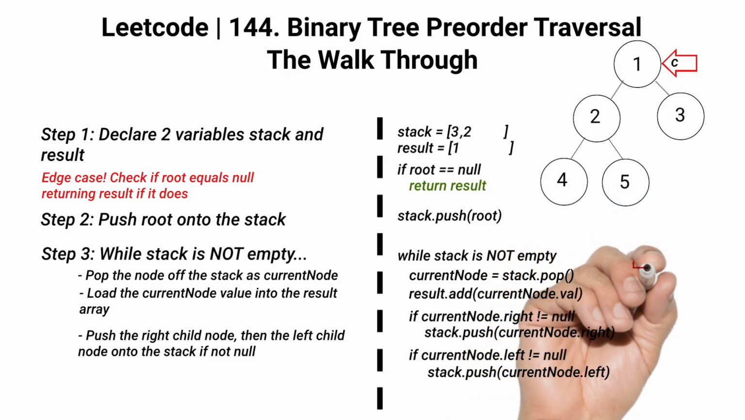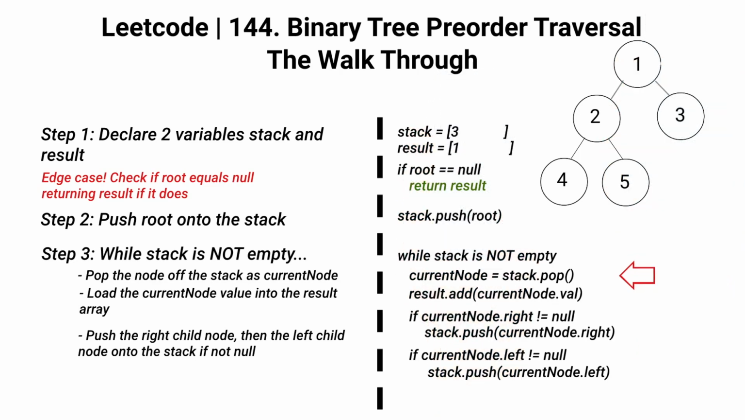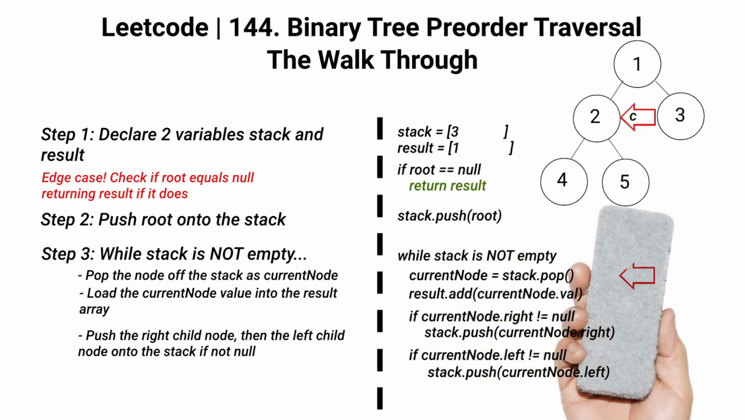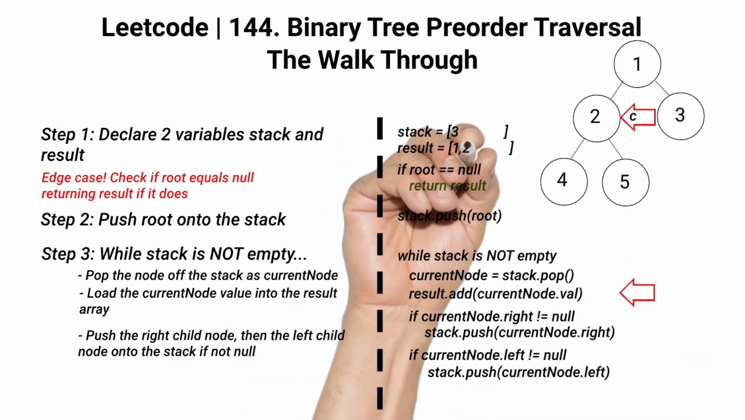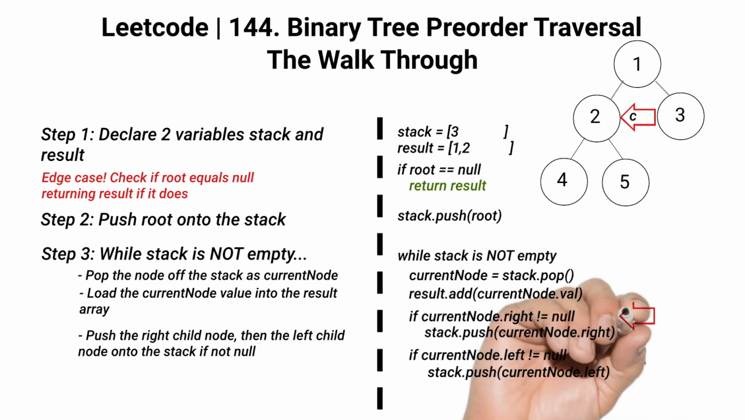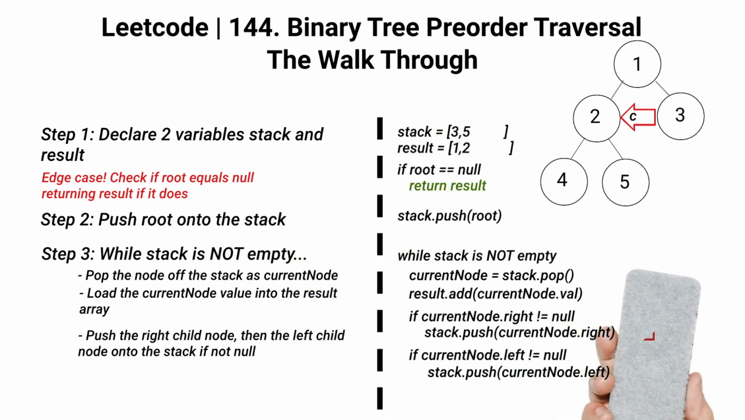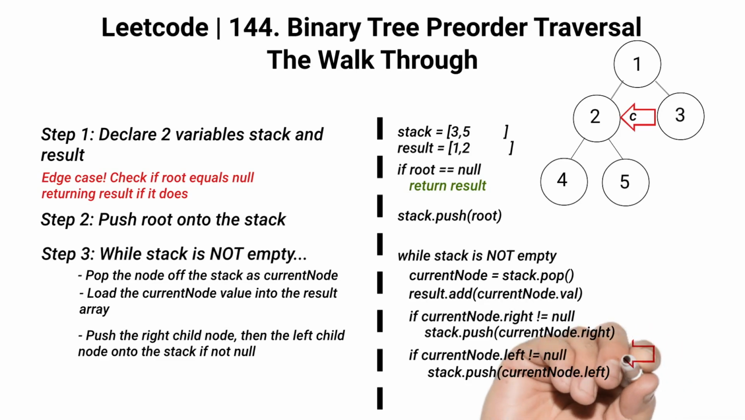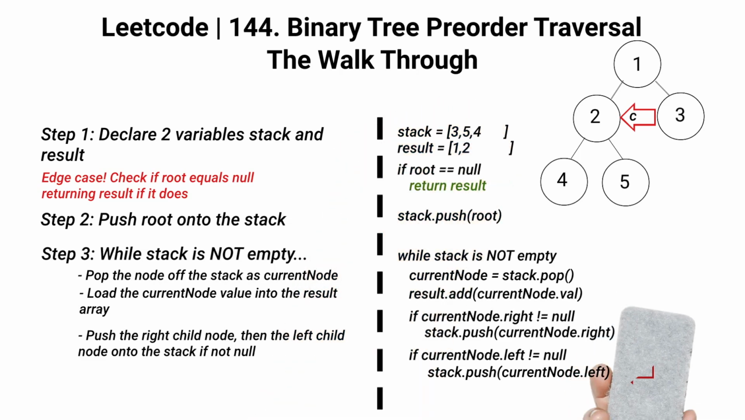Then we'll check if the stack is not empty, which it's not. Pop the stack, so the current node is now equal to the 2 node. Add 2, the current value of the node, to the result. Check if the 2 node has a right child, which it does, which is the 5 node. So push the 5 node to the stack. Do the same for the left node. We can see it does have a left node, which is the 4 node. So push the 4 node to the stack.